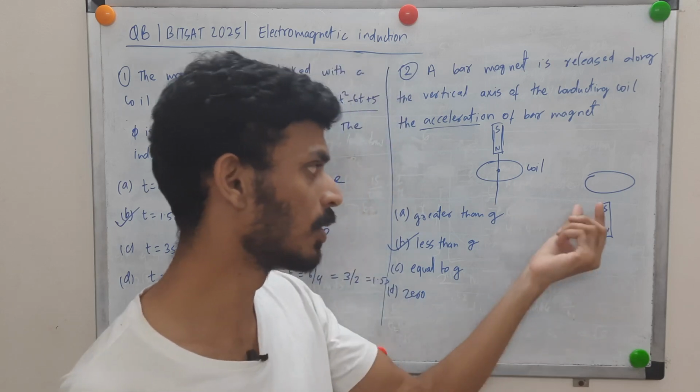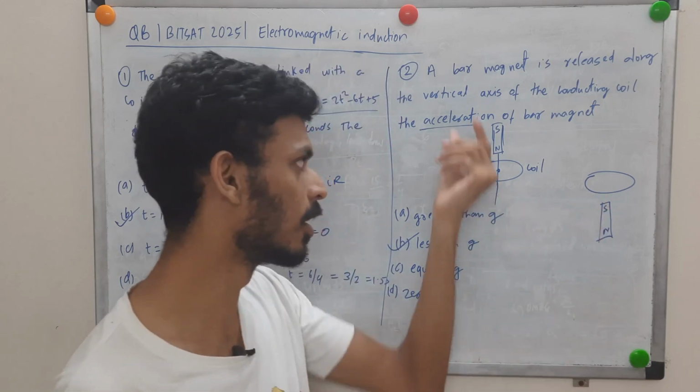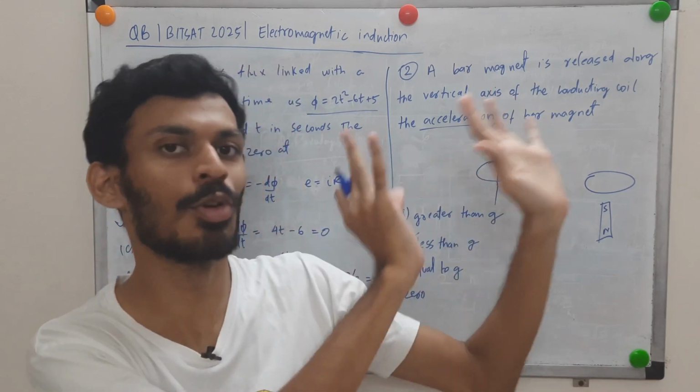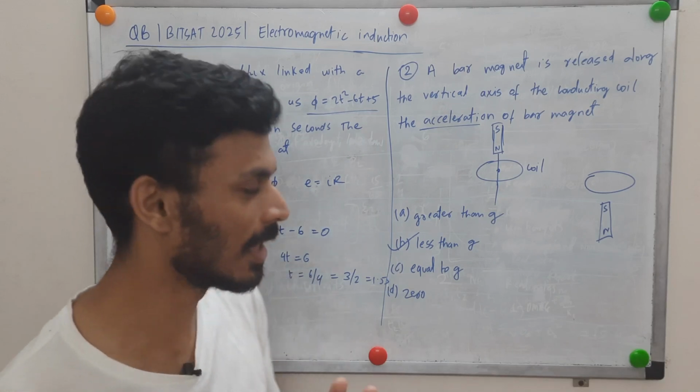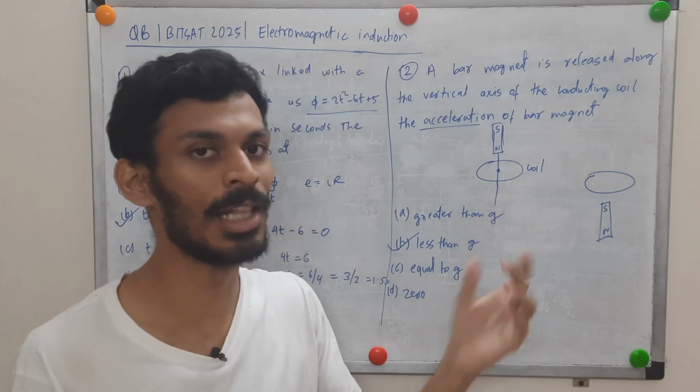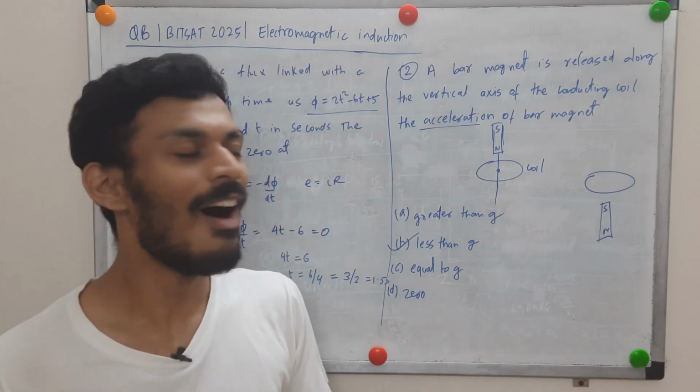So now the south pole is going away, right? Here the north was approaching, so the coil created a north of itself: don't come, don't come. So it's the opposite effect, that way you can think. And here the south pole is going away, so now the coil will be like don't go, don't go. So it will oppose the effect.